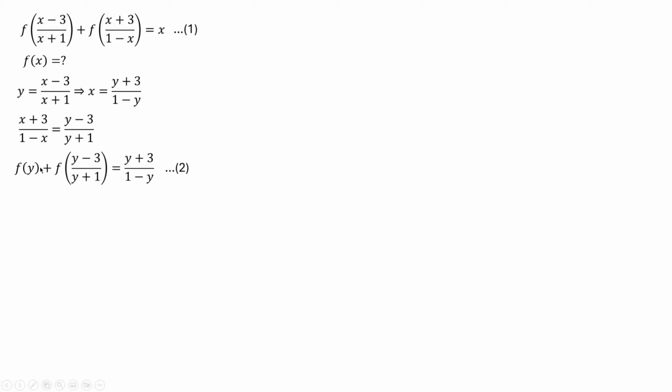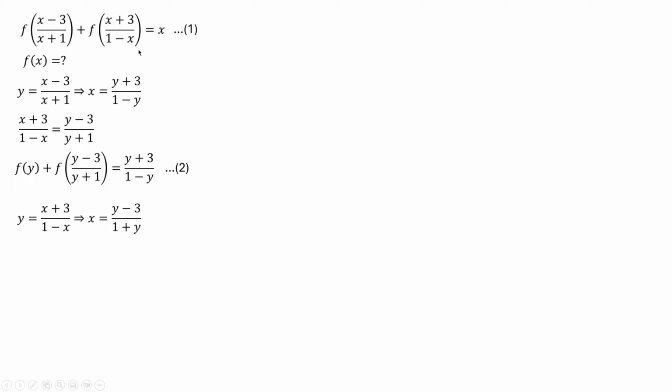Therefore, from equation 1, with respect to y, we have f(y) plus f of the second argument, but the second argument equals this. Therefore, f((y−3)/(y+1)) equals x, but x equals this. So we plug into equation 1, and we have (y+3)/(1−y). So now we have another equation with respect to y.